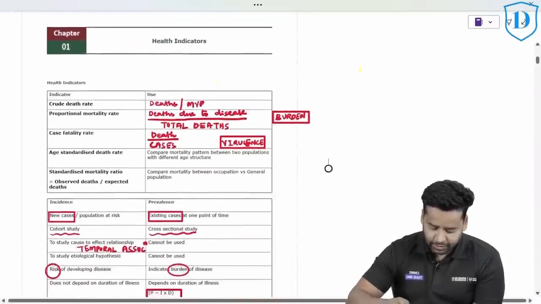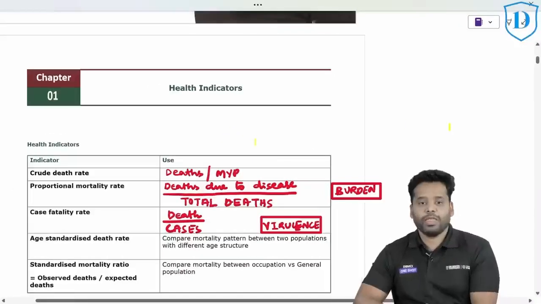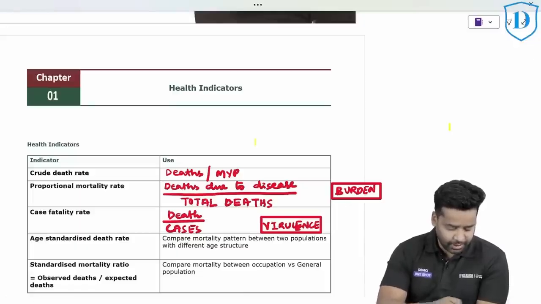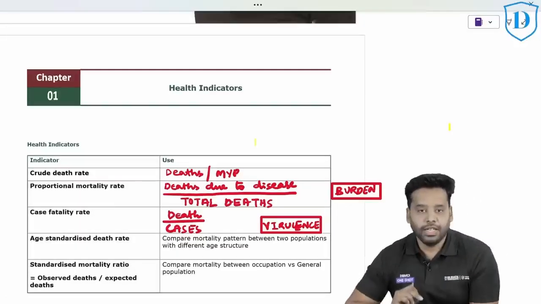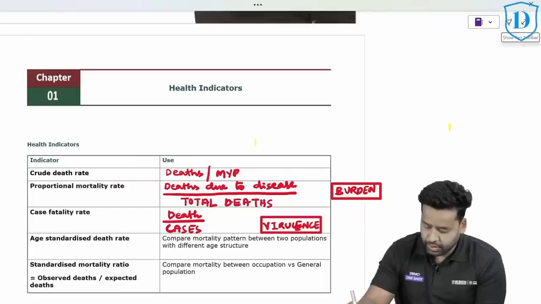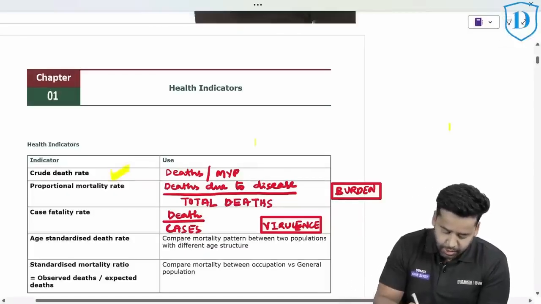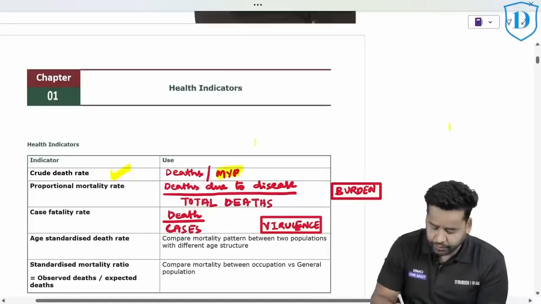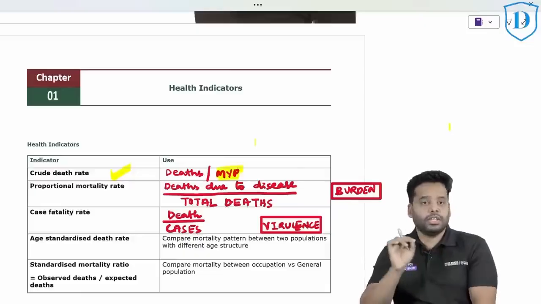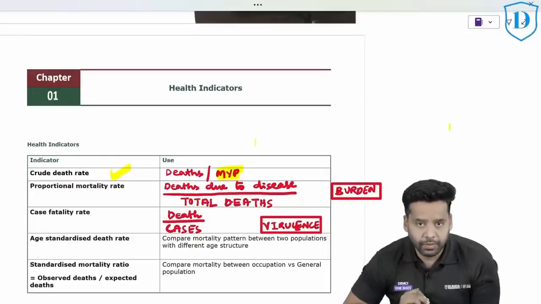So the first chapter is health indicators. We'll be covering all the important keywords. The first chapter is health indicators. Crude death rate. When I say crude death rate, what is the denominator? Mid-year population. So crude death rate will indicate risk of death in the population.